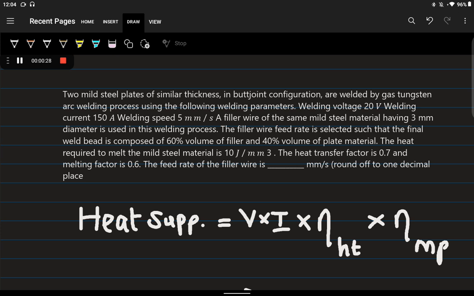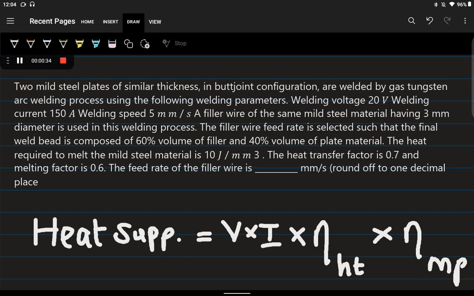So the welding parameters are: welding voltage is 20 volts, welding current is 150 amperes, welding speed is 5 mm per second. Next, a filler wire of the same mild steel material, having 3 mm diameter, is used in this welding process. The filler wire feed rate is selected such that the final weld bead is composed of 60% volume of filler and 40% of the plate material.